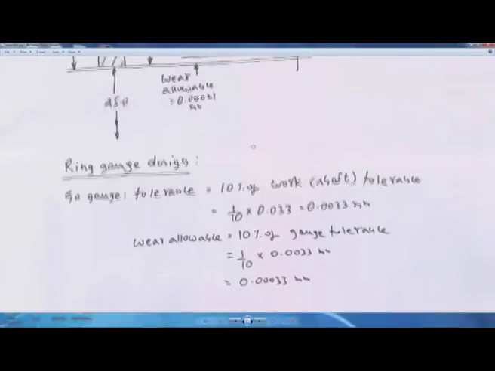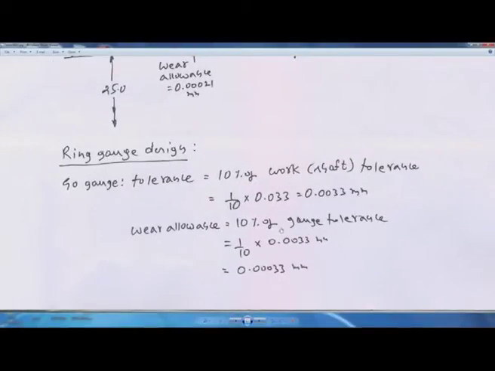Now coming to the ring gauge design, which is used to check the shaft. Go ring gauge tolerance is again 10% of the work tolerance, that is, the shaft tolerance is 0.033 millimeter, 10% of this is 0.0033 millimeter, and again for the go ring gauge wear allowance is provided, which is taken as 10% of gauge tolerance. So gauge tolerance is 0.0033 millimeter, 10% of this will be 0.00033 millimeter.